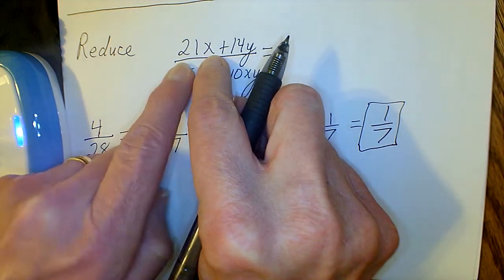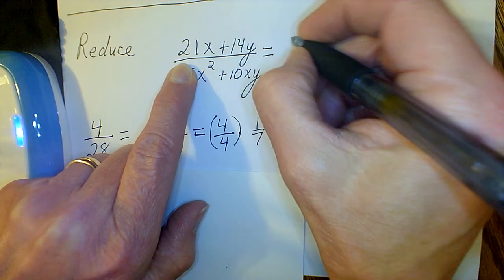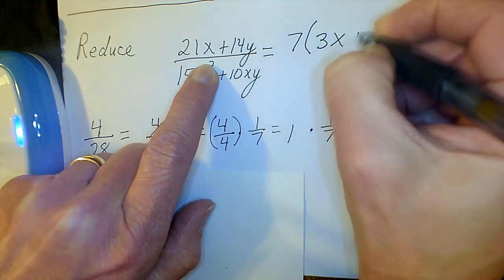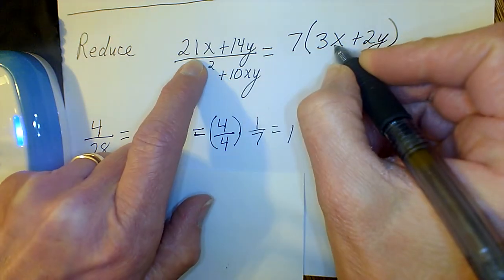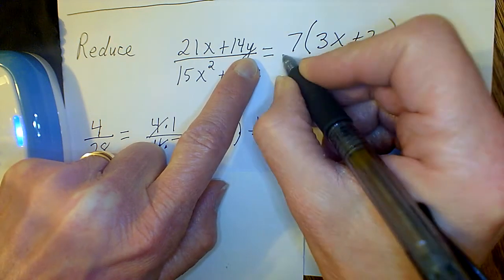So let's see what we can factor out of 21x plus 14y. Well, we can factor out a 7, and that leaves us 3x plus 2y, since 7 times 3x is 21x, and 7 times 2y gives us the 14y.